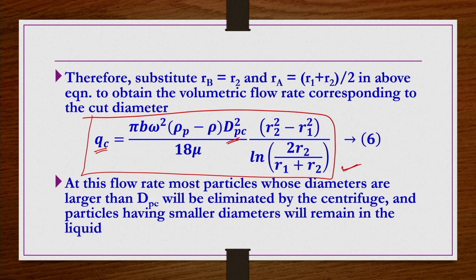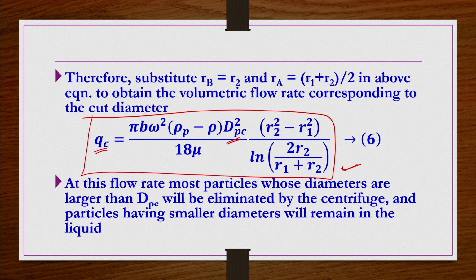At this flow rate, most particles whose diameters are larger than dPc will be eliminated by the centrifugal force, because those particles are slightly bigger than this cutoff diameter. So they will be moving more towards the wall. There is a greater chance that these particles whose size is more than dPc will hit the wall and be separated by settling at the bottom, whereas the particles smaller than dPc diameter will remain in the liquid without being separated.